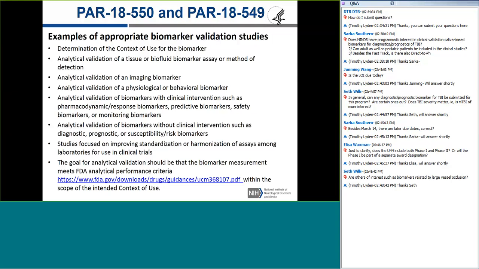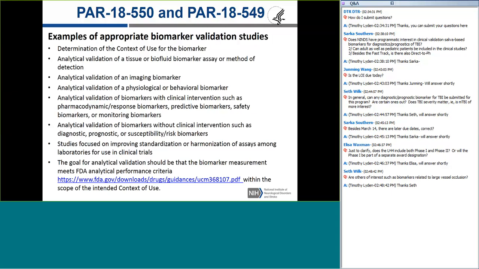You could be doing analytical validation of biomarkers with a clinical intervention, and you might need to do this even if you're just doing analytical validation because you need to see what your dynamic range was, for instance, for whatever therapeutic you're using in the case of pharmacodynamic or response biomarkers. You could also be doing studies involving analytical validation of biomarkers without clinical interventions, such as diagnostic, prognostic, or susceptibility risk biomarkers. Another example of appropriate studies are those focusing on improving the standardization or harmonization of assays among laboratories for use in clinical trials.